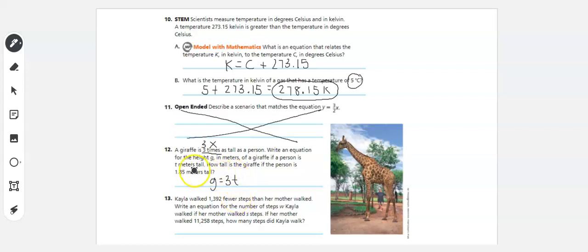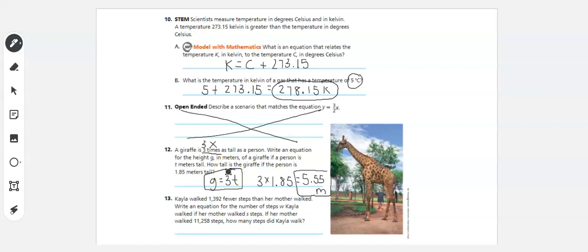And they want us to plug in 1.85. So 3 times 1.85, and that equals 5.55 meters. So not only do we have the answer of plugging in the 1.85, we also have the equation. So that's 2 things that you have to have.